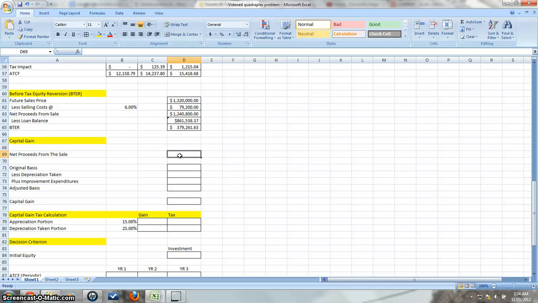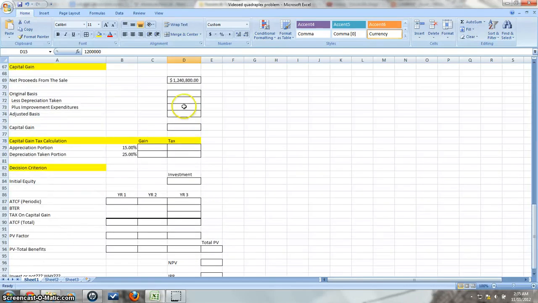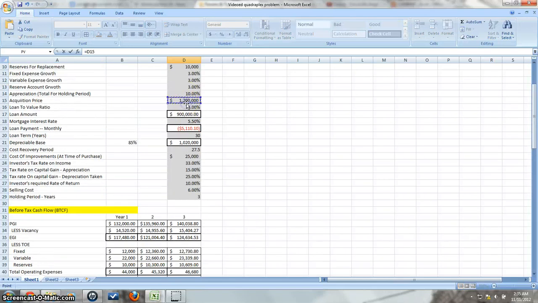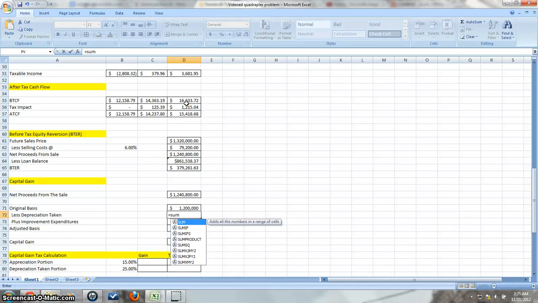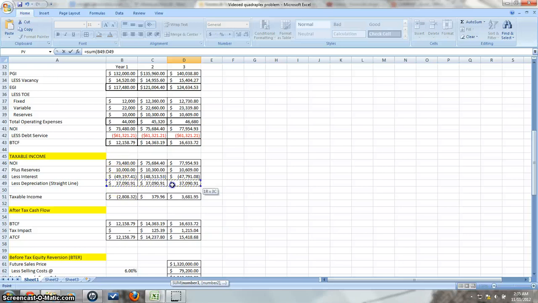So, net proceeds from sale equals this value here. The original basis, we're going to take that as the acquisition price. So, set it equal to the acquisition price. And the depreciation taken equals the sum of the depreciations.